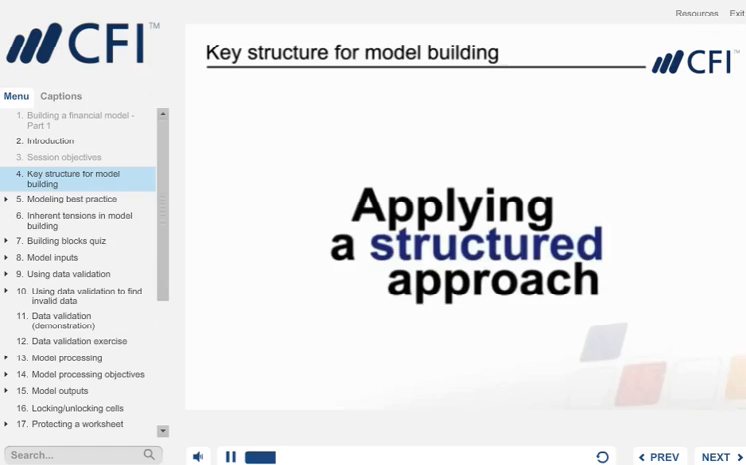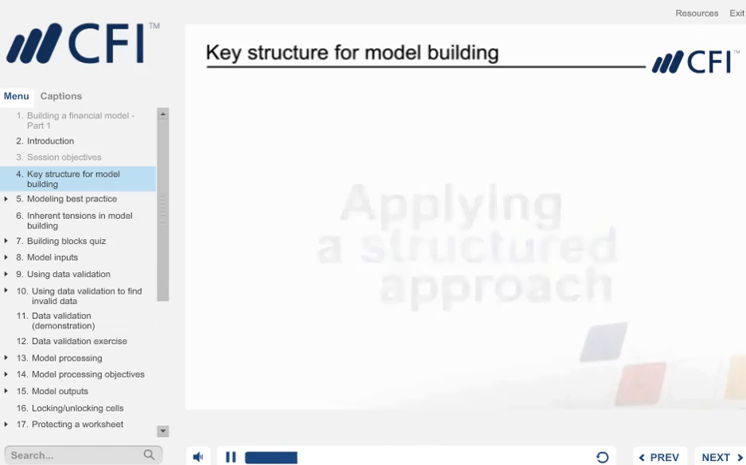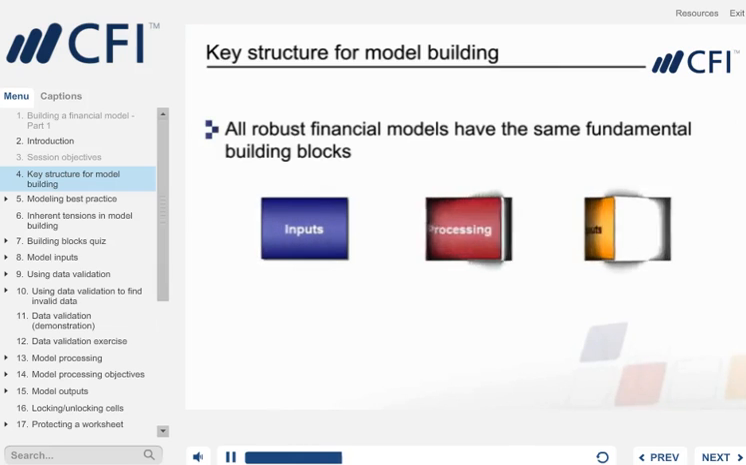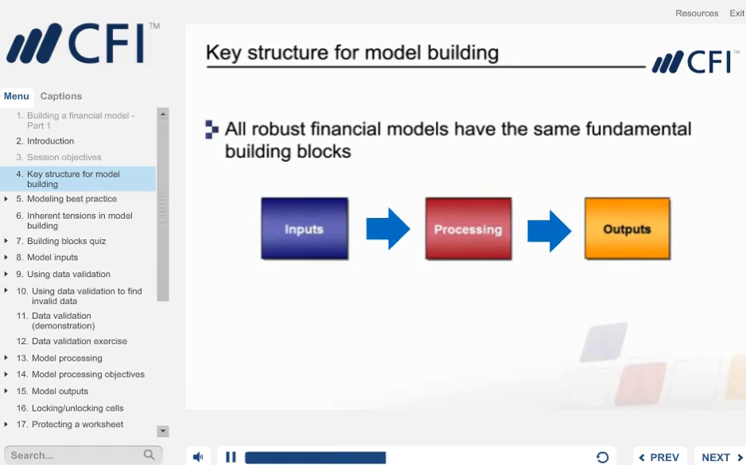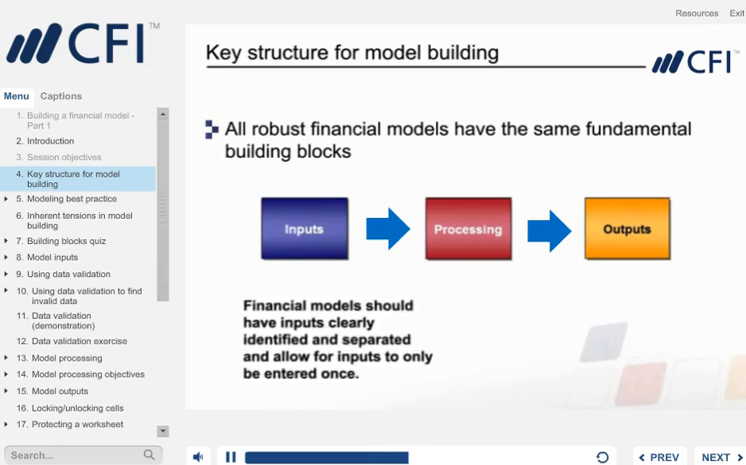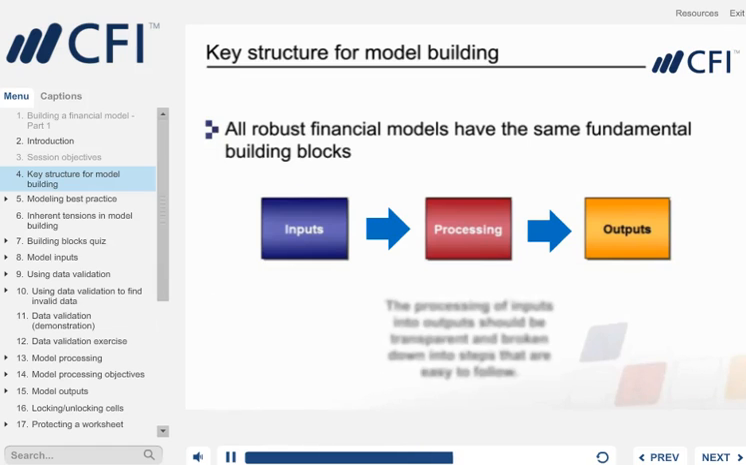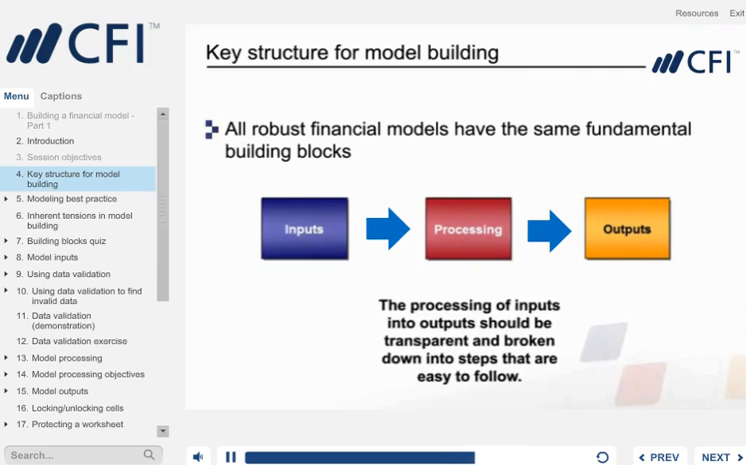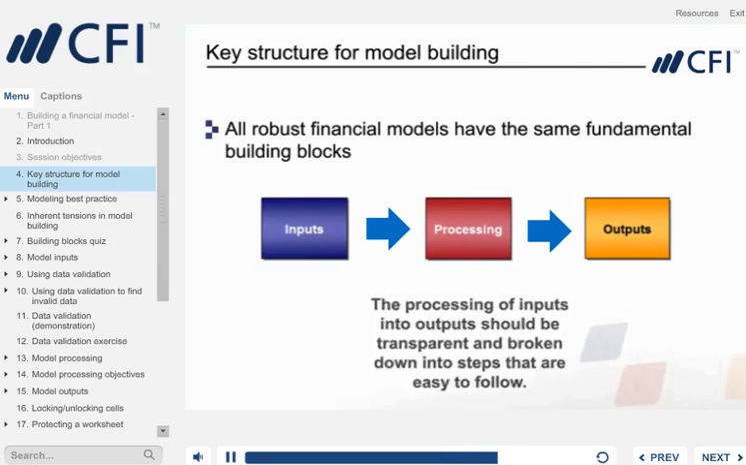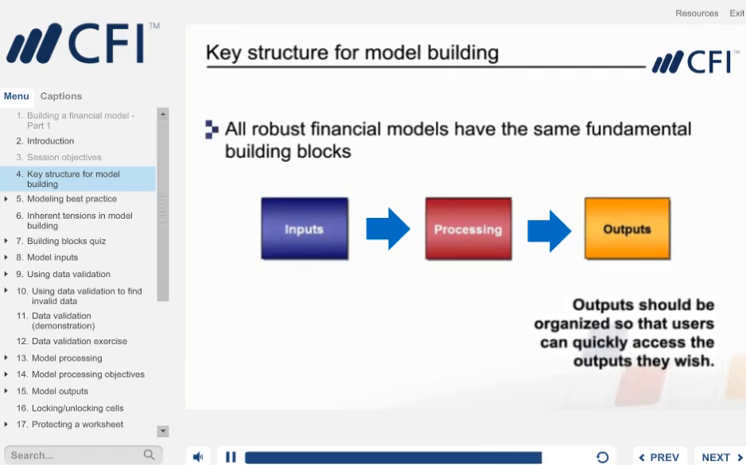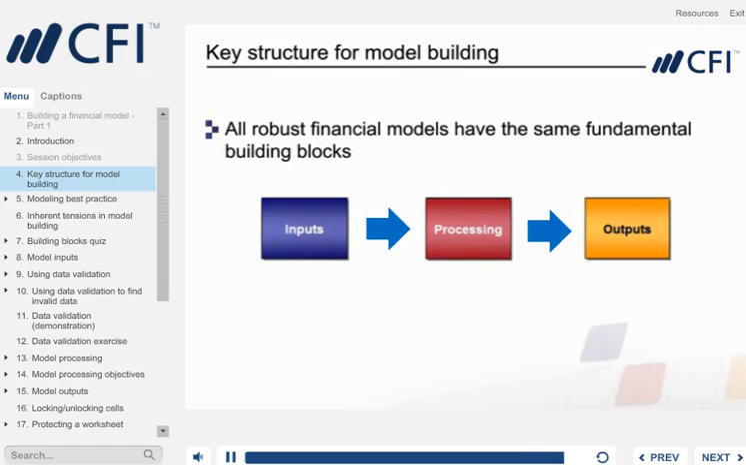Let's start with the importance of applying a structured approach to model building. If you break apart a robust financial model, you will typically see the same core building blocks. Robust models clearly separate inputs, processing, and outputs. Financial models should have inputs clearly identified and separated, and allow for inputs to only be entered once. The processing of inputs into outputs should be transparent and broken down into steps that are easy to follow. Outputs should be organized so that users can quickly access the outputs they wish to see or use. Because of their importance, we'll explore each of these fundamental building blocks in more detail.